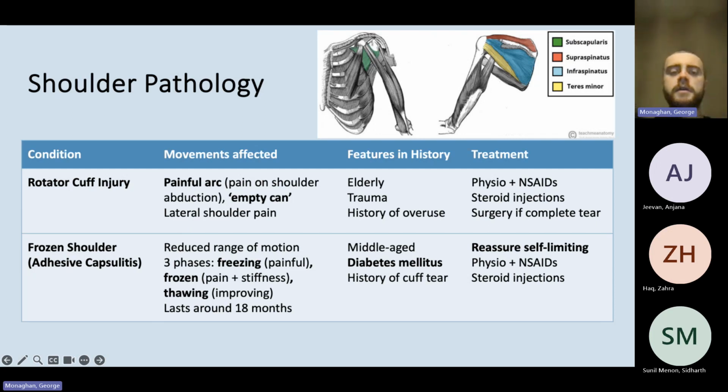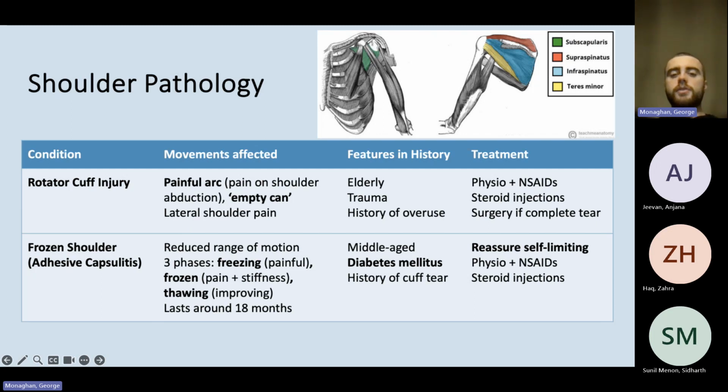So in an SBA, the most common one that's always highlighted in bold is diabetes. So you might say a 45-year-old woman with diabetes presents with this problem, and then the most likely thing is a frozen shoulder or history of a cuff tear, because if they tear the muscle, there's then going to be inflammation and scarring that can cause frozen shoulder as well.